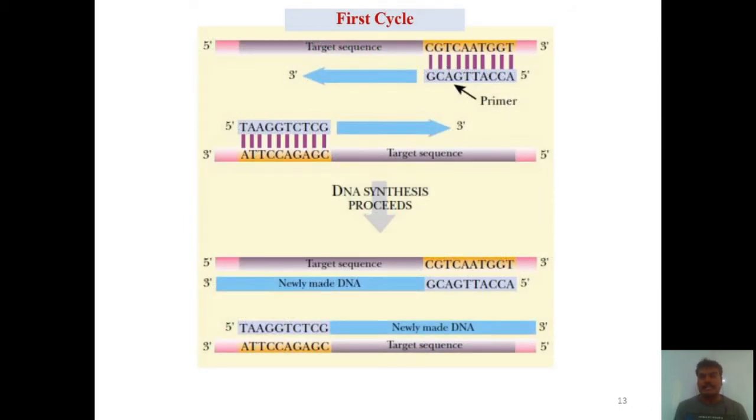Okay, let's see the cycles. As I said, there are 3 basic steps in polymerase chain reaction. The first one is denaturation, in which the double stranded DNA gets converted into single stranded DNA. After that, your primers anneal with their complementary sequence on the template DNA, and at 72 degrees Celsius, your polymerase accesses this primer-template duplex and elongates it. So at the end of the first cycle, you will get 2 double stranded DNA.